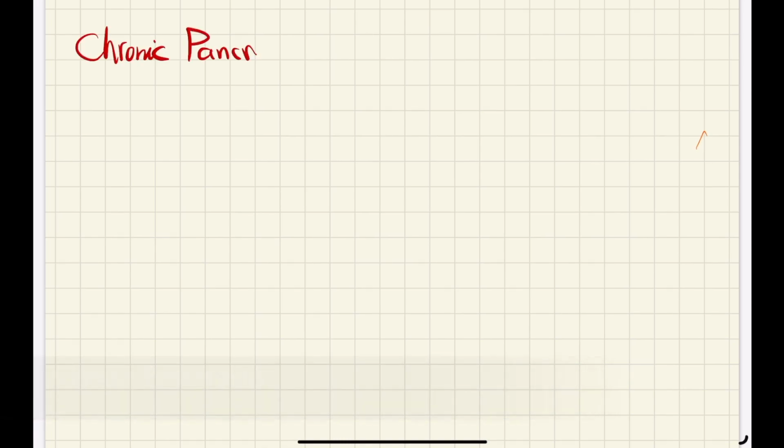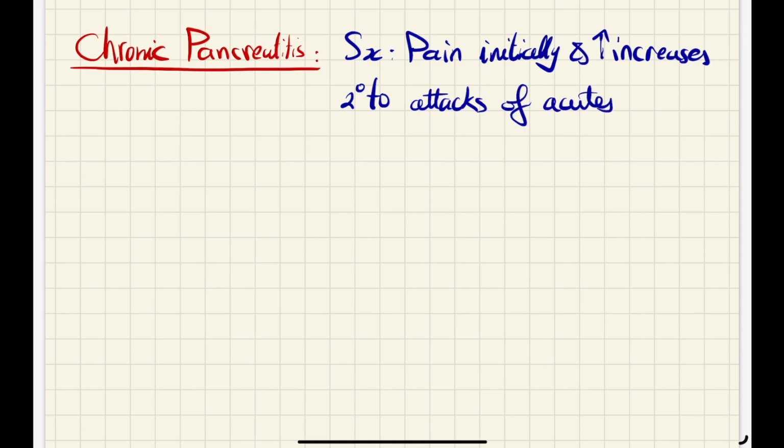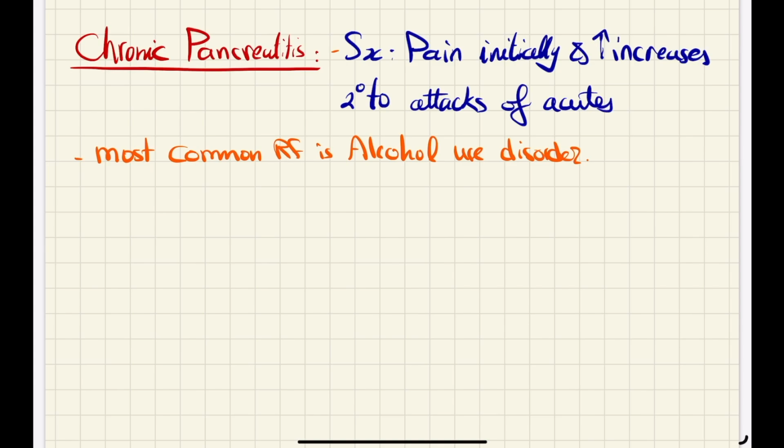In chronic pancreatitis, the main symptom is the pain. Most of the patients will complain of pain. It is secondary to the recurrent attacks of pancreatitis. So multiple episodes of acute pancreatitis will lead to chronic pancreatitis. The most common risk factor is alcoholism. Smoking also is a risk factor. We have autoimmune pancreatitis as a risk factor. And of course, cystic fibrosis is a risk factor.